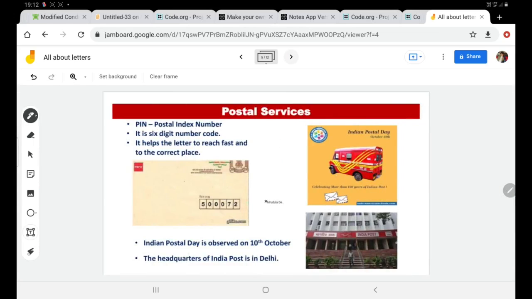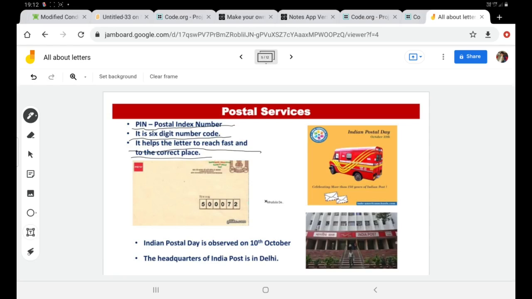So now postal services. We will now talk about India Post and related topics. What does PIN mean and why do we need PIN code? The full form of PIN is Postal Index Number. It is a 6-digit number code. How many digits is it? It is 6 digits. It helps the letter to reach fast and to the correct place.